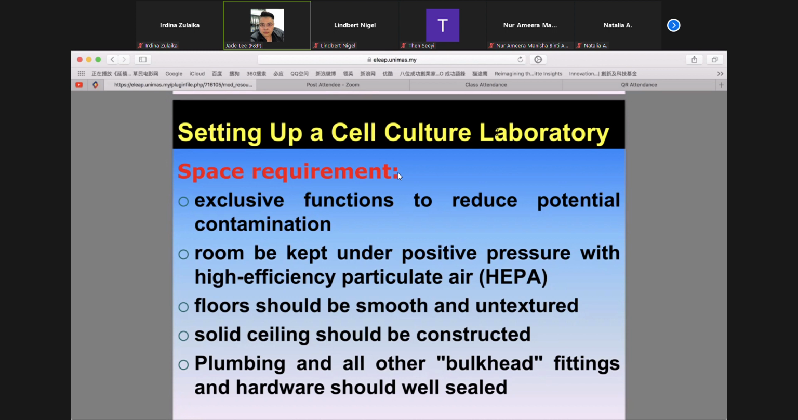The floor should be smooth and untextured, because a textured floor will trap dust, and this dust could be a key factor for contamination. A solid ceiling should also be constructed. But surprisingly, when you come to Unimas later, you'll see that the ceiling actually is not solid, and is open and naked. So it is very crucial to make sure that a solid ceiling is constructed for the tissue culture lab. The plumbing and all other bulkhead fittings and hardware should also be well sealed, because you want to reduce the dust trapped in this area.